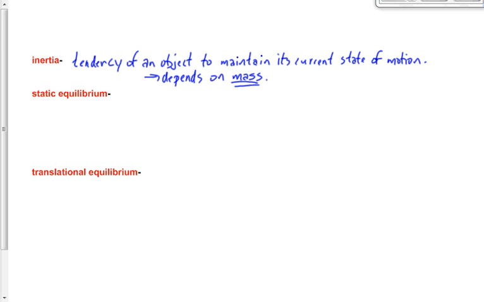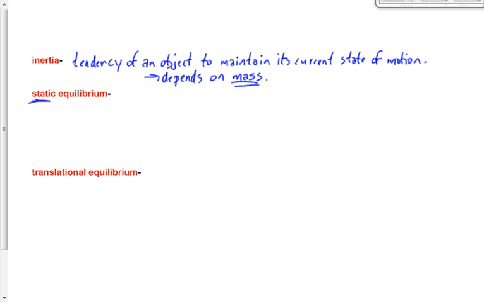Static equilibrium and translational equilibrium. Almost done with the terms here. The word static means not moving, stopped, at rest. Static electricity, as you learn in Physics 30, is electricity that's not moving. If you do engineering in university, one of your first courses might be a course in statics. That means analyzing objects that aren't moving.